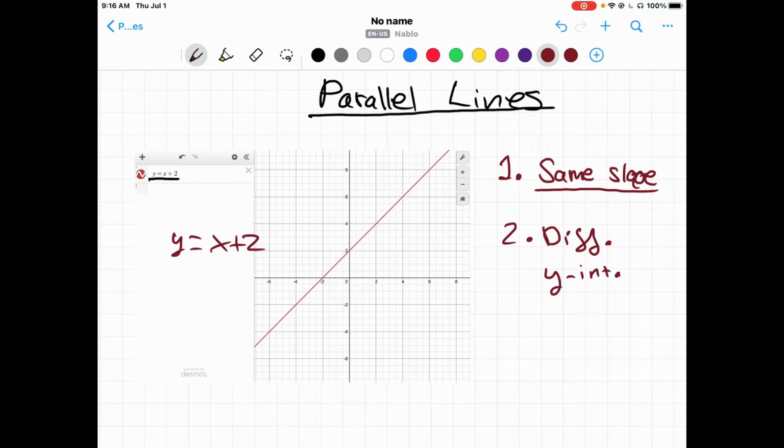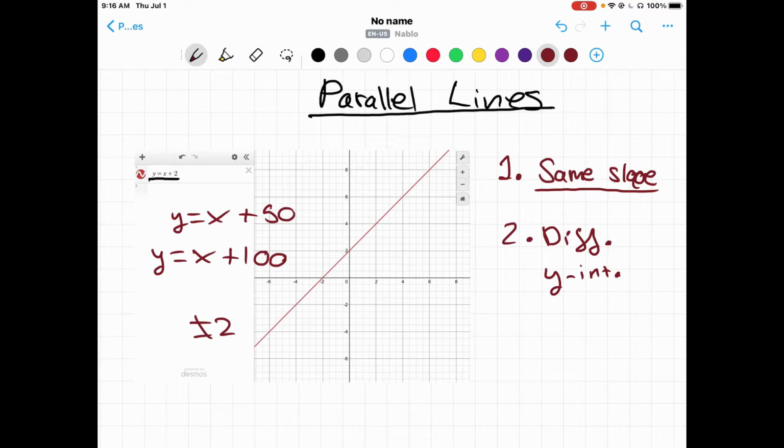So if you were asked to find an equation that will be parallel to y equals x plus 2, it can be any equation that has a slope of 1 and a y-intercept that is not equal to 2. So anything, y equals x plus 100 would work. Y equals x plus 50. Anything would work as long as it's the same slope, different y-intercept.